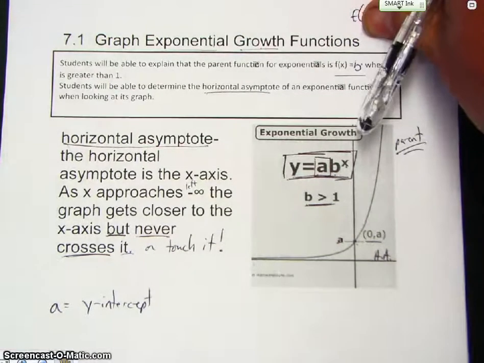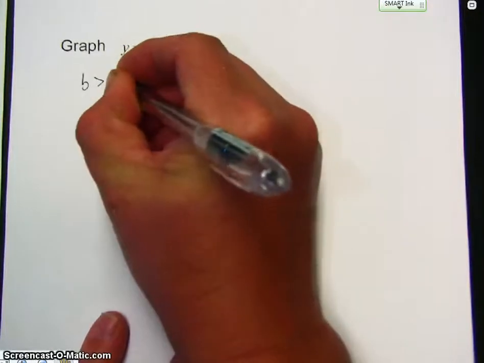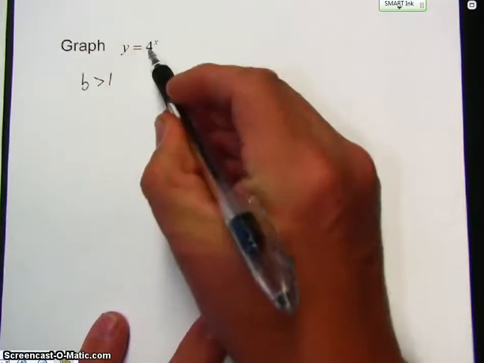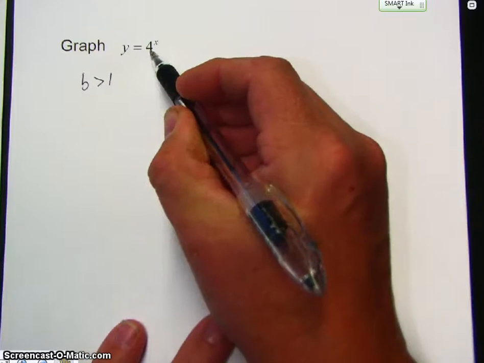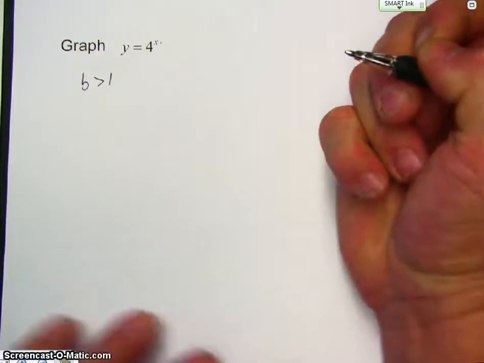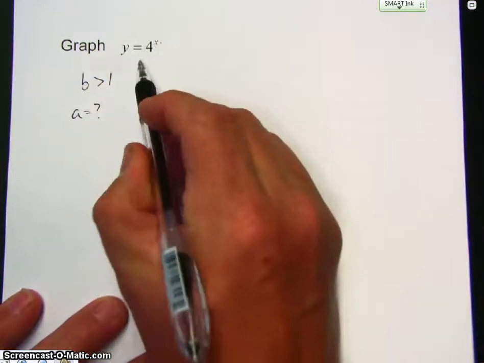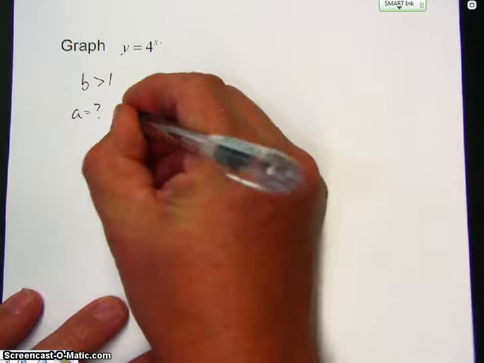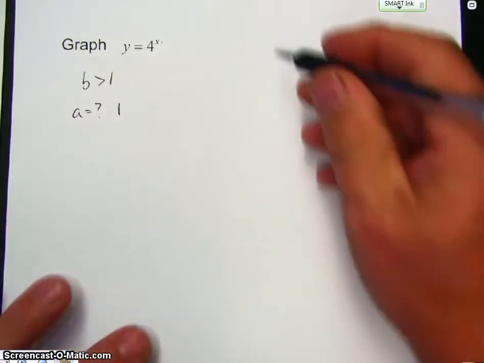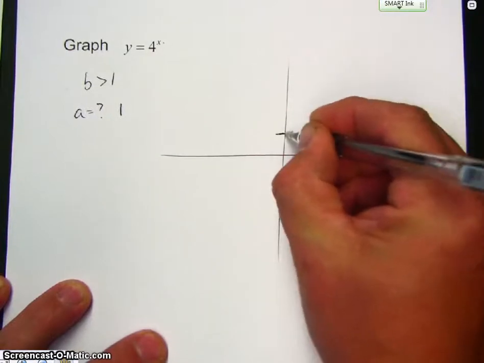Alright, so what we're going to do now is graph some of these. So first thing I want to do is, is b greater than 1? b is 4, so yes, this is a growth function. It's exponential because x is in the exponent. Now I want to graph it. Well, what's a? What's assumed to be in front here? It's 1. So your a is 1, so it crosses the y-axis at 1. So that's the first thing I do. Put 1, it's right here, put a point.